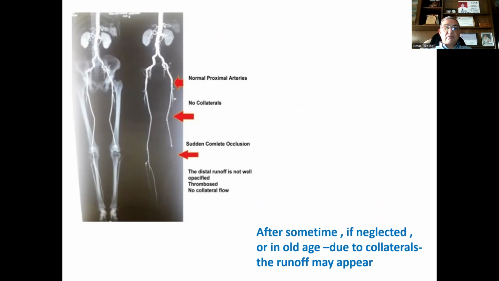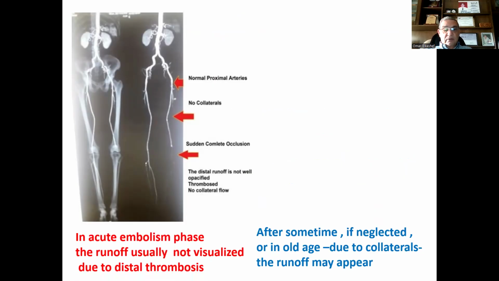So in this case, the proximal arteries, the left common iliac and common femoral, and the upper two-thirds of the superficial femoral are normal, and there is no collateral. There is sudden, abrupt, complete occlusion. The distal runoff is not well opacified, thrombosed, with no collateral flow. So in the acute embolism phase, the runoff is usually not visualized due to distal thrombosis, spasm, or absence of collaterals.